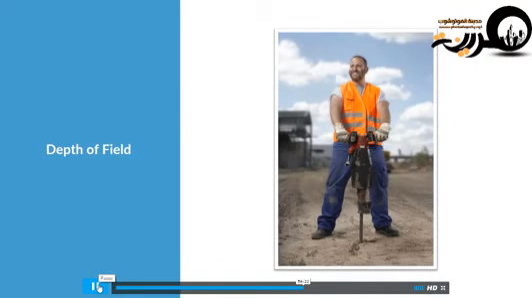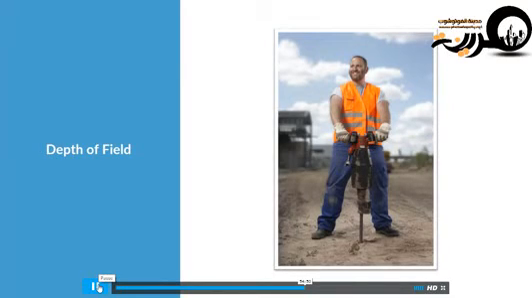So depth of field is the measure of how much of the scene is in focus from the foreground to the furthest object in the background. So in this image here, the photographer has focused on the subject, this construction worker, and he's using an aperture of, say, f5.6 or f8, what we'd call a mid-range aperture, which is a fairly standard aperture. So he's captured an image with a shallow depth of field.